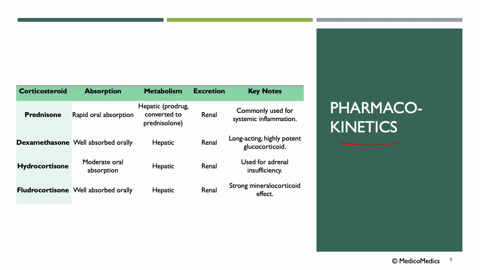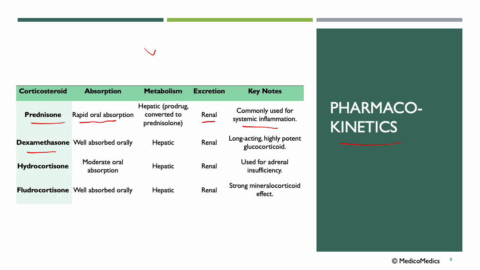Now let's take a look at pharmacokinetics. So the table here outlines the key pharmacokinetic properties of commonly used corticosteroids, and this helps us guide clinical decision making. So beginning with prednisone. Now prednisone is a prodrug that undergoes hepatic conversion into prednisolone, which is its active form. And this means that liver function is very important for its efficacy.